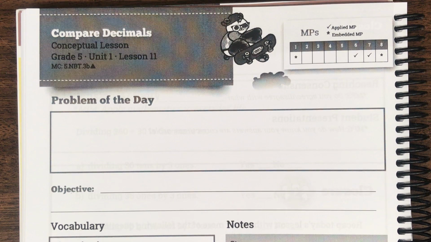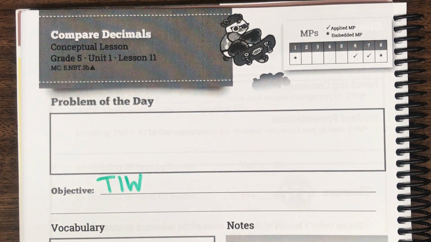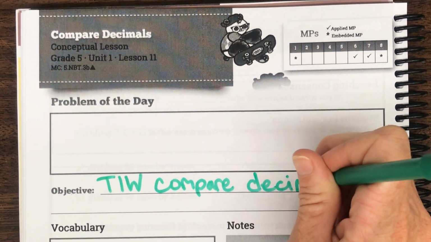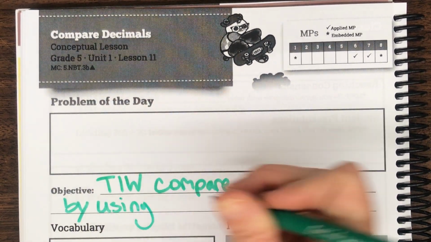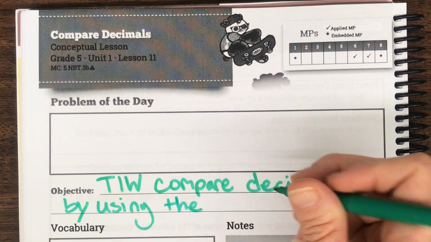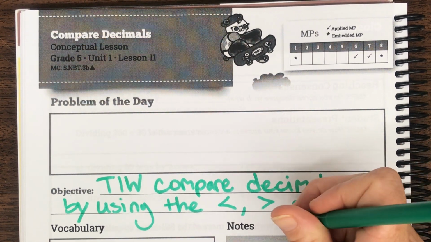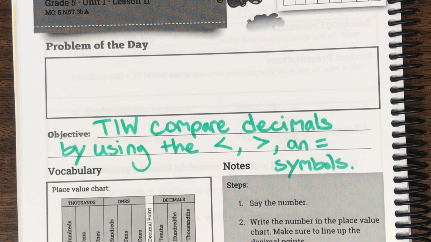Today we are on page 65 of your student journal, and our objective for the day is: today I will compare decimals by using the less than, greater than, and equal to symbols. Okay, so today I will compare decimals by using the less than, greater than, and equal to symbols.